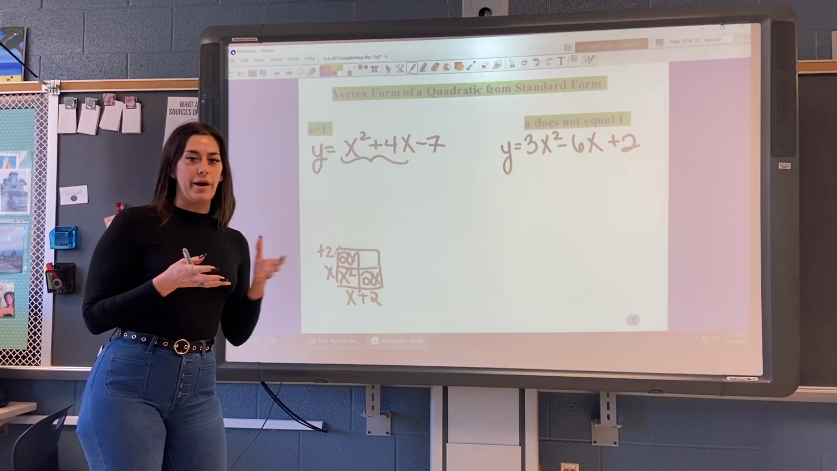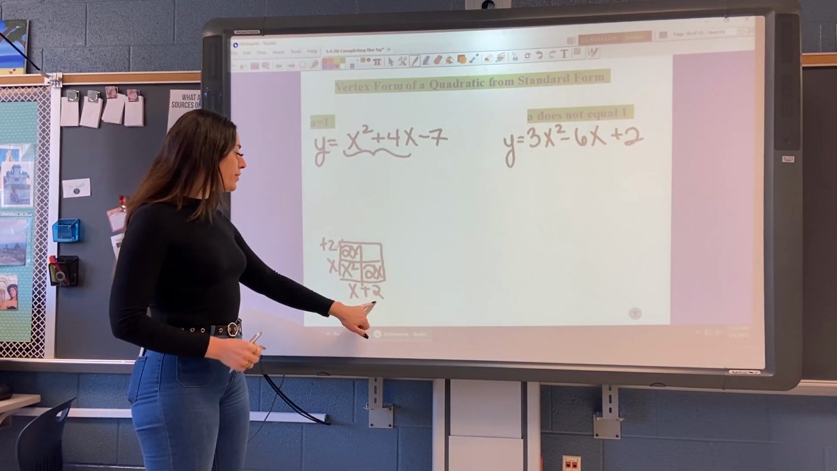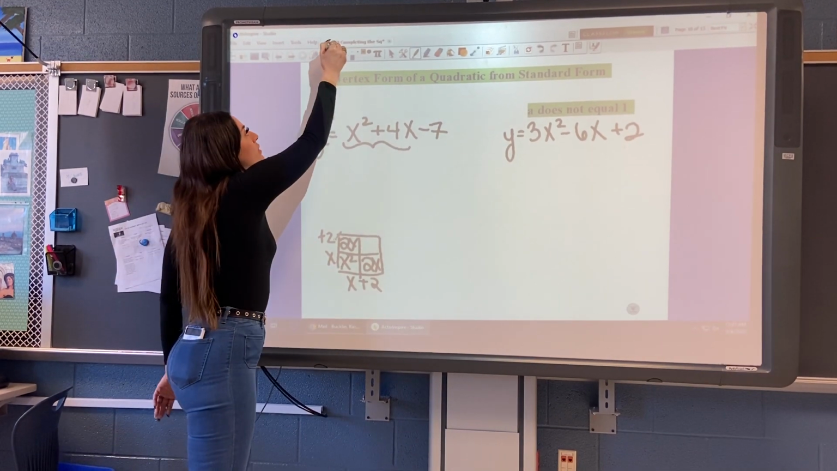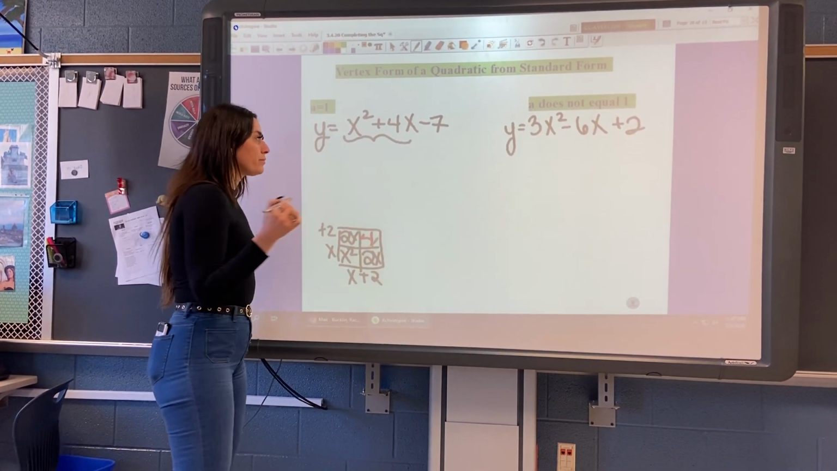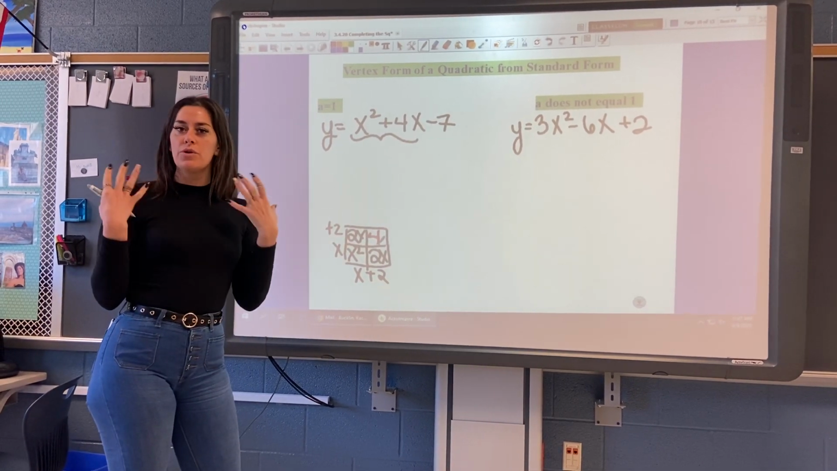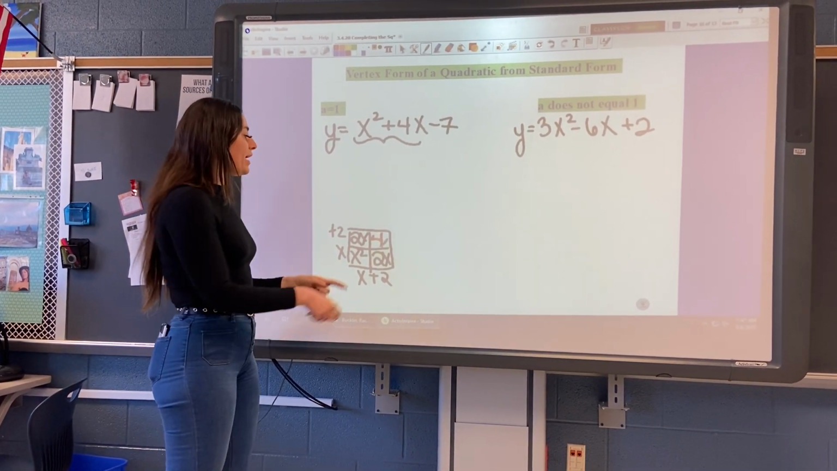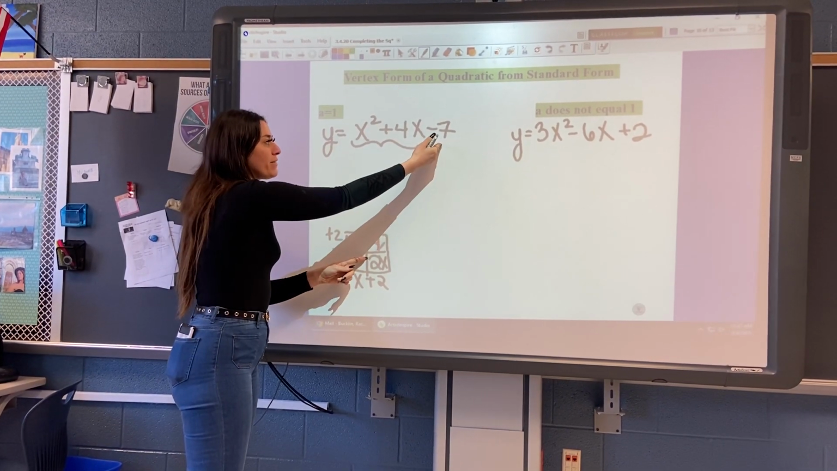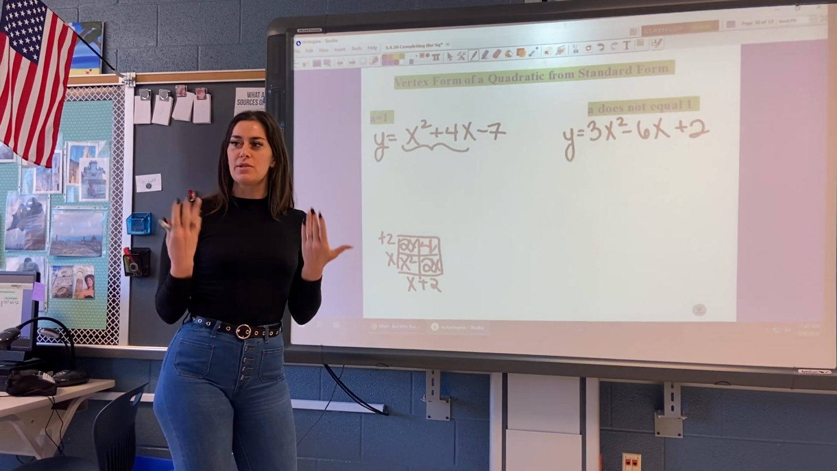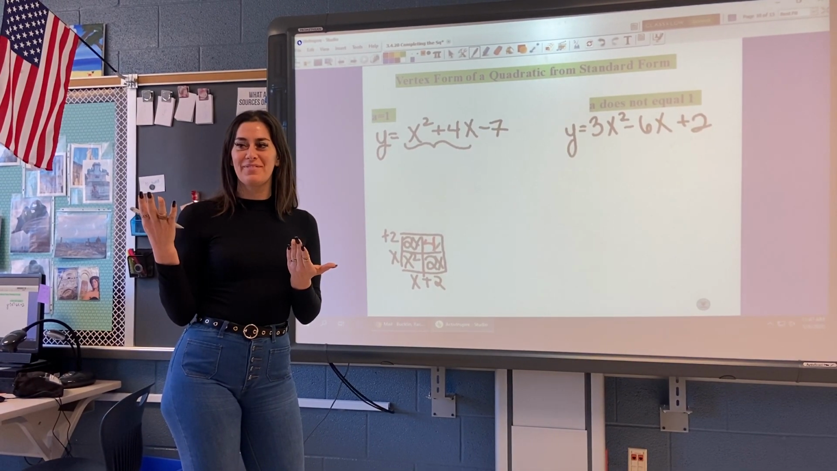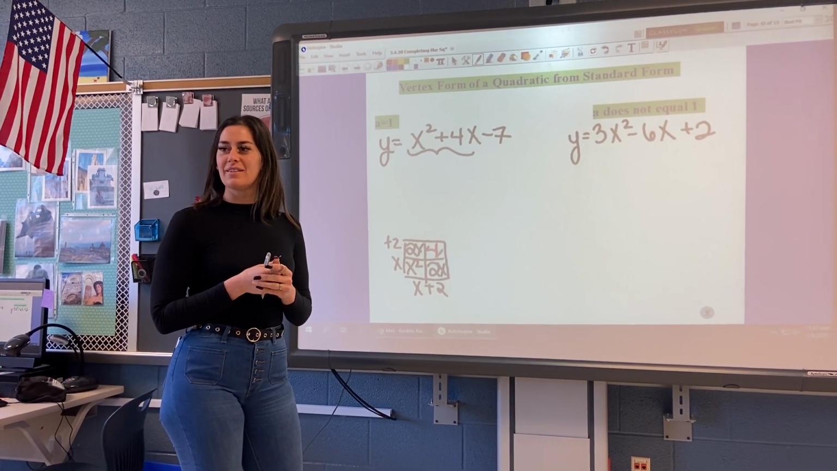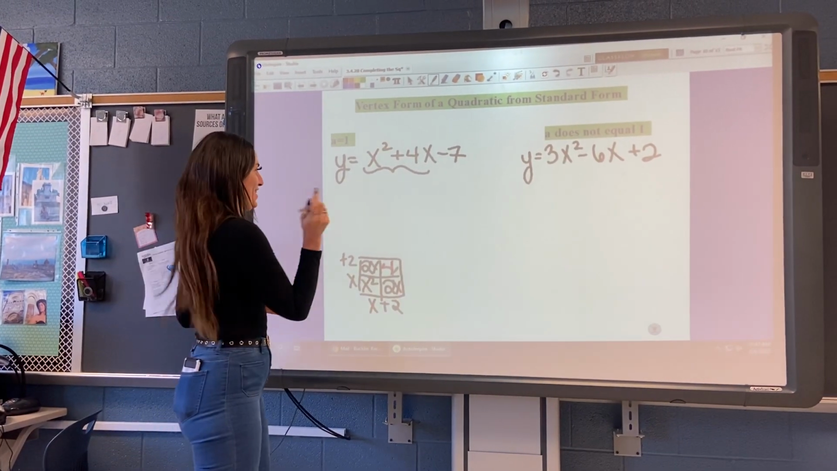Well, there's a problem here. I'm trying to make a square. So if I have 2x and 2x, 2 times 2 equals 4. But I want it to have negative 7. I can't change the problem, so just think about what is the easiest way to get from 4 to negative 7. What would I have to subtract to get from 4 to negative 7? Subtract 11. Minus 11, thank you.